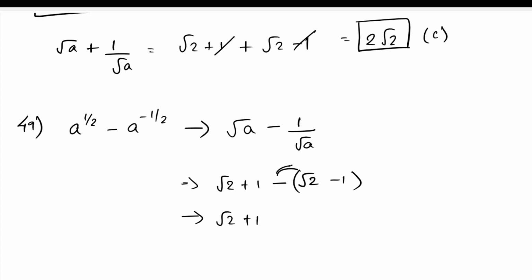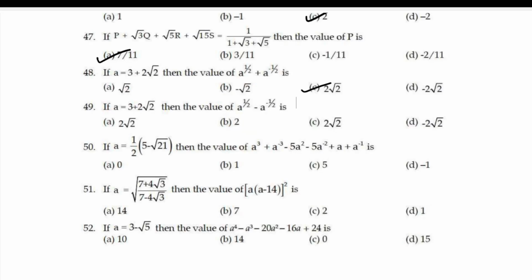We get root 2 plus 1. I'm multiplying the minus inside the brackets. So minus root 2 plus 1. Root 2 and root 2 will get subtracted. So the answer is 2. 49th one, B. So question number 50 is given A is equal to 1 by 2 into 5 minus root 21.